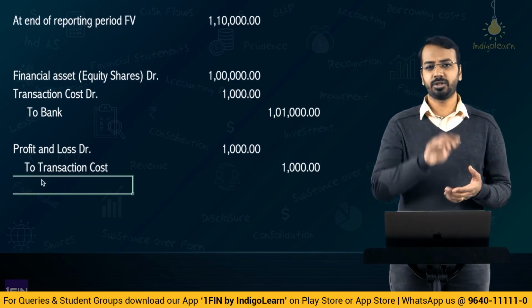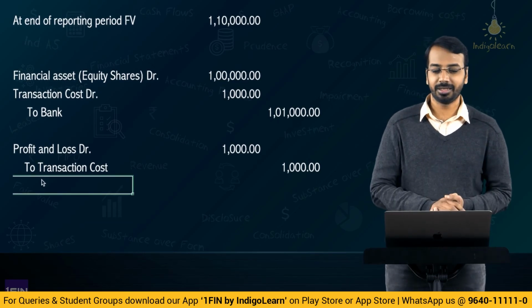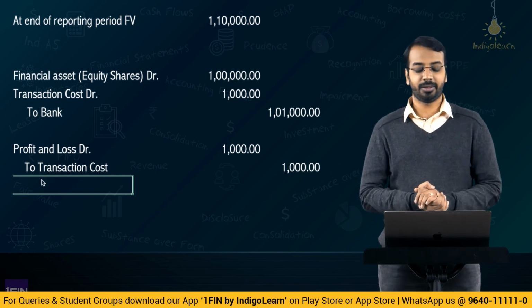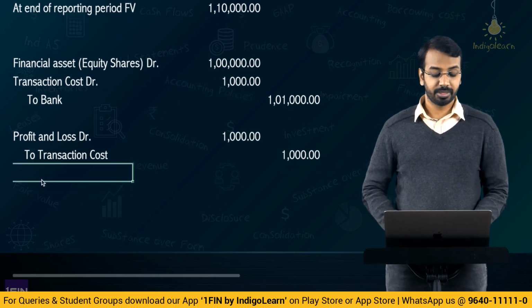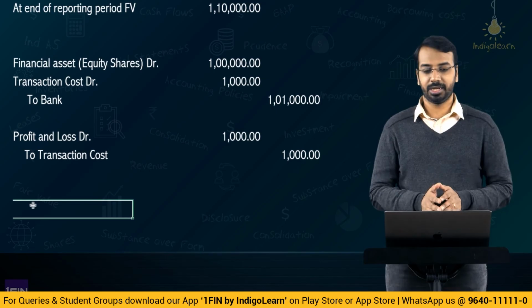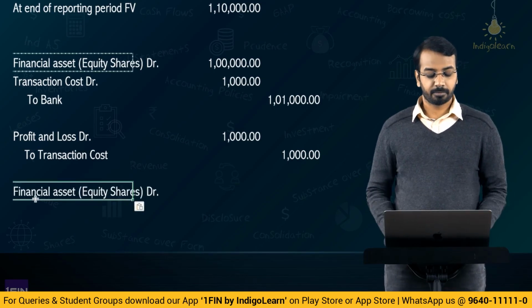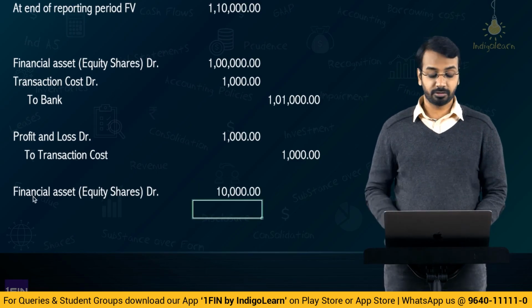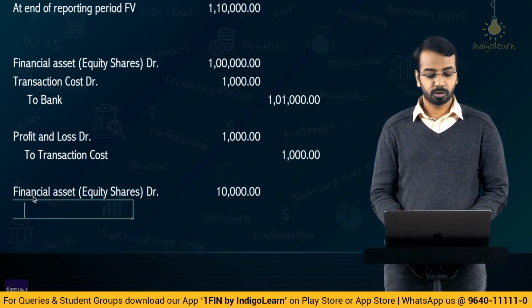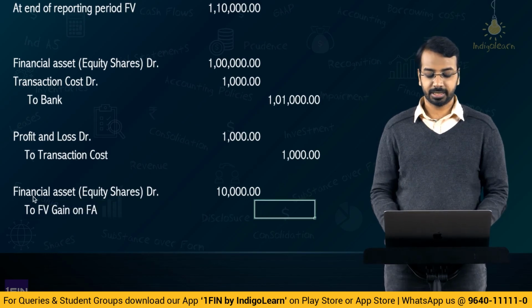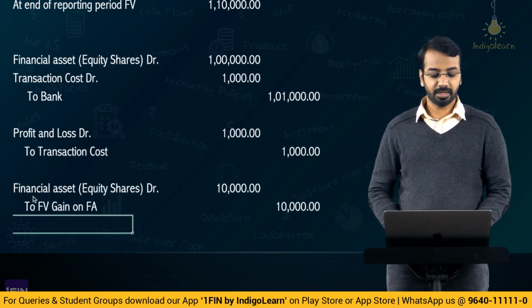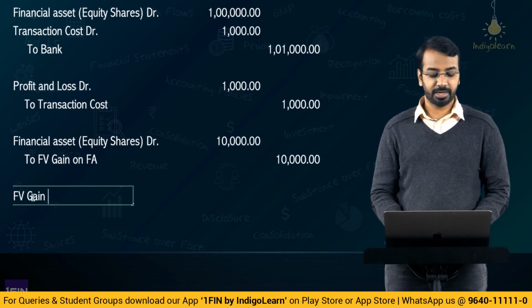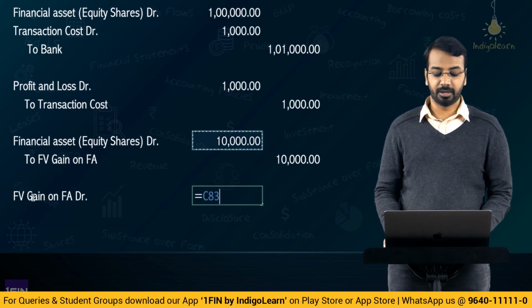What is the value at which you have recognized? You have recognized it at 1 lakh. Year end the value is 1 lakh 10,000. So there is a fair value gain. So fair value gain will be recognized in P&L. So for that, the entry will be financial assets, debit 10,000, that is the fair value gain, to fair value gain on financial assets 10,000, and ultimately this fair value gain on financial assets 10,000 will be transferred to P&L, which is 10,000, right.